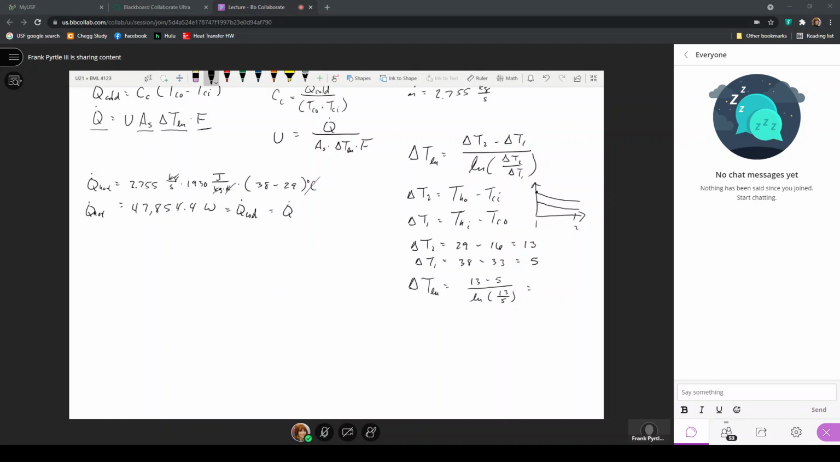All right, so I get a log mean temperature difference that is 8.3725, and that's degrees C. That's an expression of the average temperature difference that exists along the length of the heat exchanger. So now I have that value. And now we need to find the correction factor.